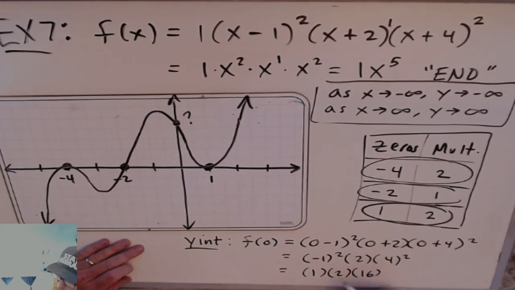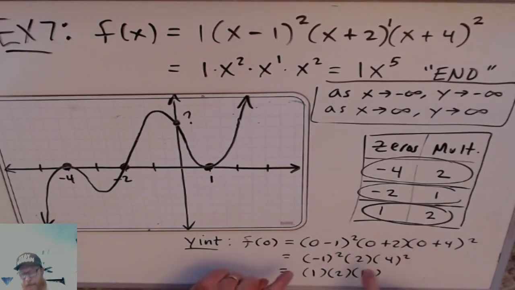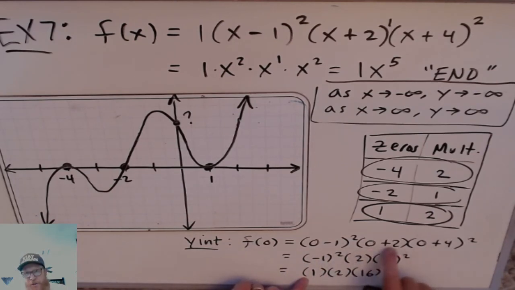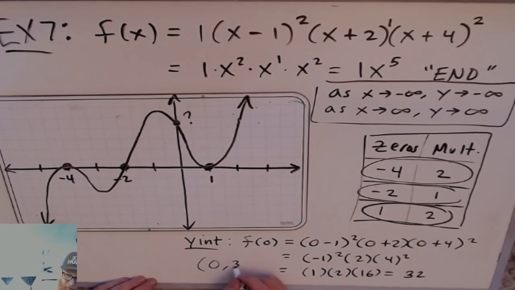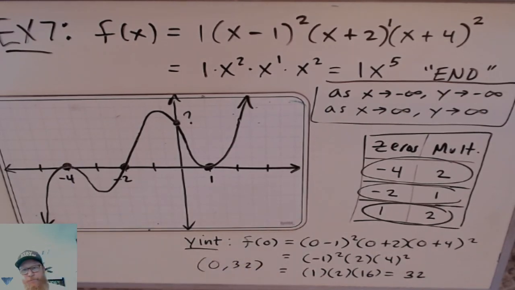I'm not really talking while I do this, but maybe I'll now tell you what I did. I plugged in 0, then I got -1, and then I squared it. That gave me +1. 0 plus 2, that's a linear factor, so it just stays a 2. And then 0 plus 4 is a quadratic factor, so 4 squared becomes 16. And altogether, that's going to be 0 and 32.